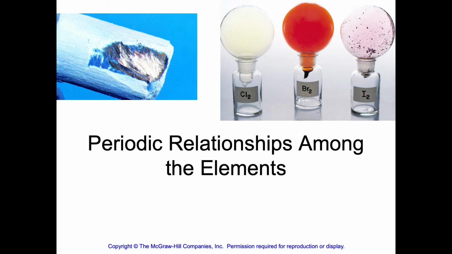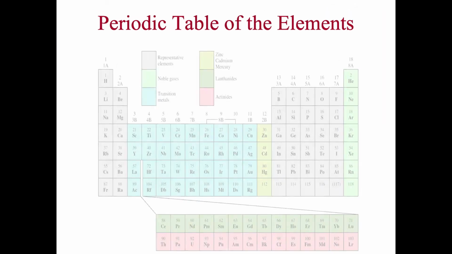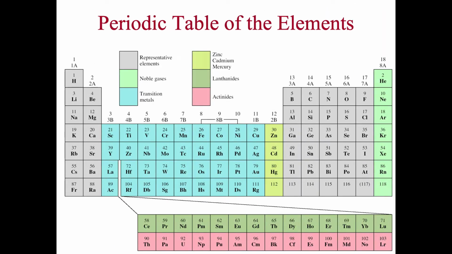Alright, so let's take a look at some periodic trends among the elements on the periodic table. And as you can see, here is the periodic table. Just to remind you, you've got your group 1 metals, which are called alkali metals, and your group 2 metals, which are called your alkaline earth metals. Moving over here, we've got group 3, group 4, group 5, group 6, group 7, and group 8.